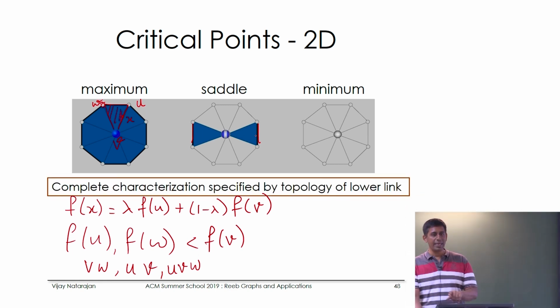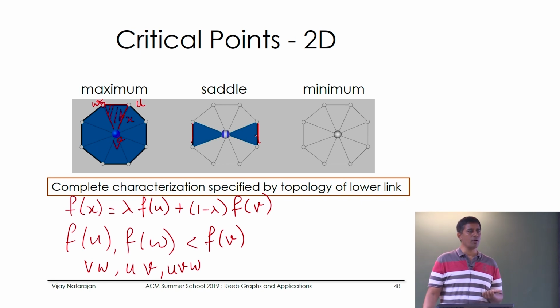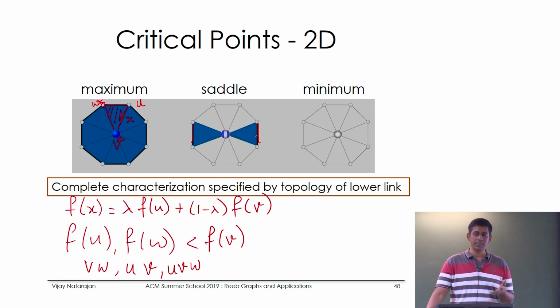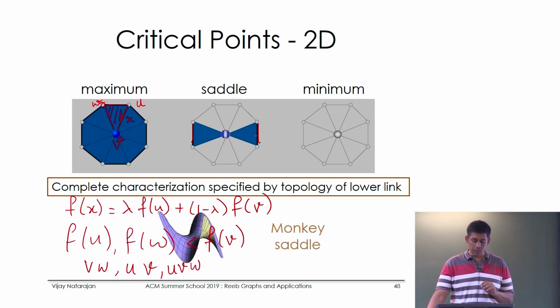Okay. So, if I take the topology of the lower link, I calculate the number of connected components, I calculate how many tunnels, I know exactly which critical point I am, and this is actually equivalent to the characterization we saw earlier with eigenvalues, with the unstable directions and all that. Okay. So, in 3D this looks a little bit different.